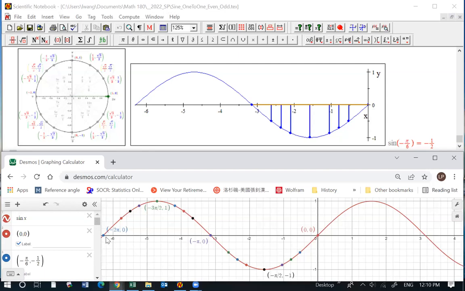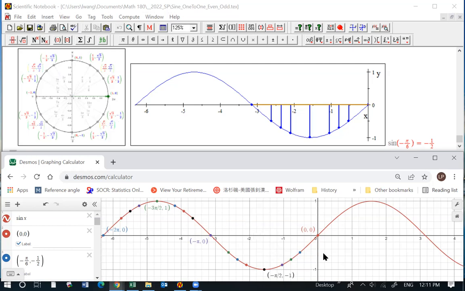Is it increasing? It seems that it increases from negative 2 pi to negative 3 pi over 2, then decreases, increases, decreases, and so on and so forth. You see, the sine curve is alternating, increasing, decreasing, right? Now you go back to see the definition of increasing function, decreasing function again. It's always referring to specific intervals.